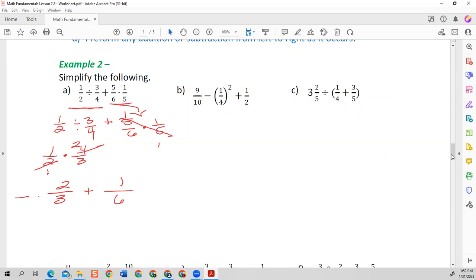So that means we only have to change this one, because remember, adding and subtraction, we have to have common denominators. So 2 times 3 gives me 6. So whatever I do to the bottom, I'm going to do to the top. So I have 2 times 2 is 4, plus that 1. 4 plus 1 is 5. 5/6 is my final answer.